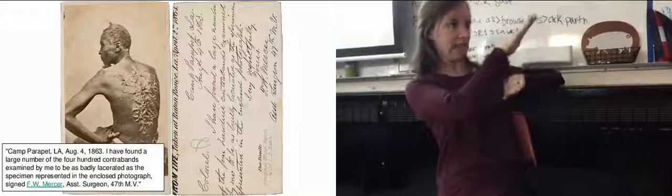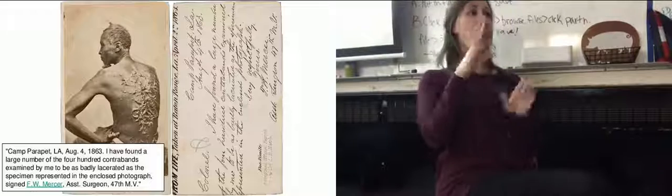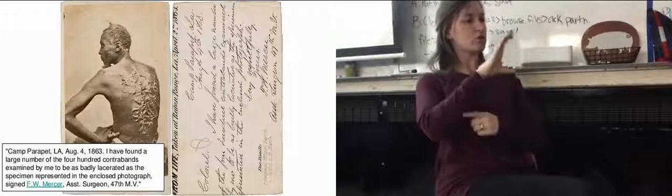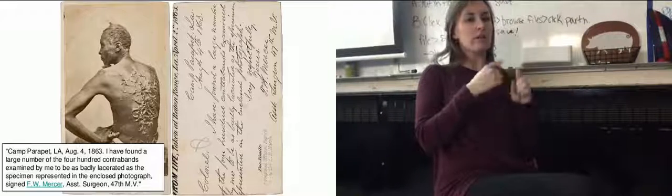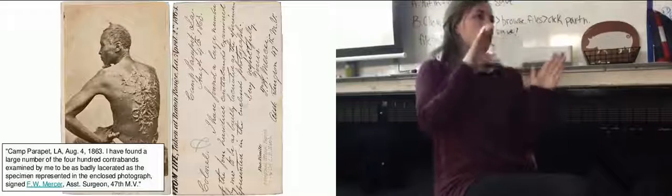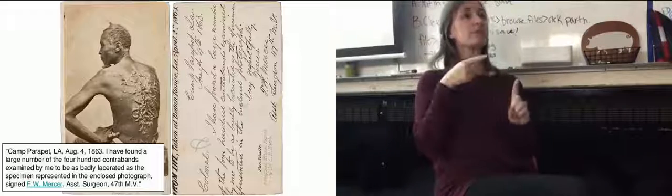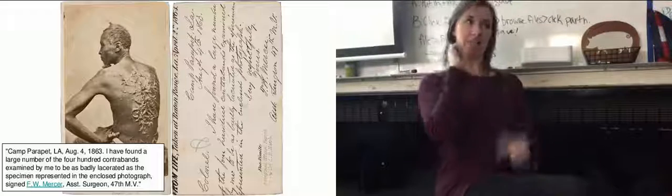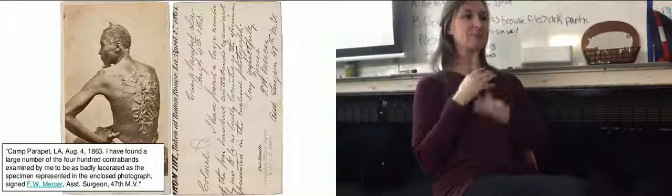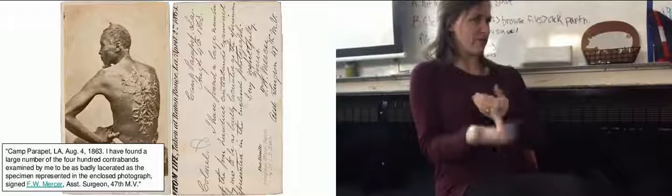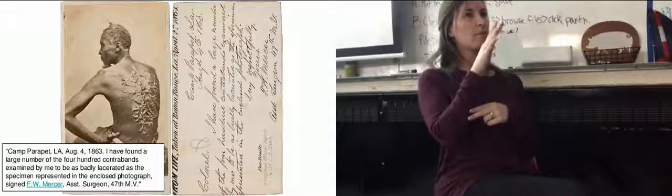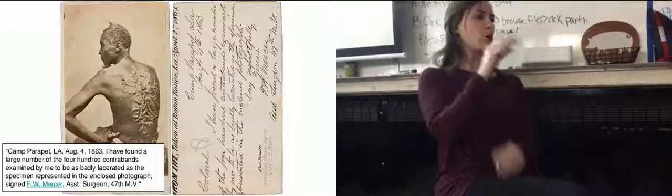Now what happens is that he writes this, so it says, I have found a large number of the 400 contrabands, which we'll talk about that word in a second, examined by me to be as badly lacerated as the specimen represented in the enclosed photograph. Basically, he's saying that he is going to look at 400 different runaway slaves, and they all have these wounds that Gordon has. Now, this gets sent up to the north, and people start to feel uncomfortable. They're saying, why are we accepting this? Why is this a thing? And massive amounts of anti-slavery, otherwise known as abolition, begins to skyrocket in the north.